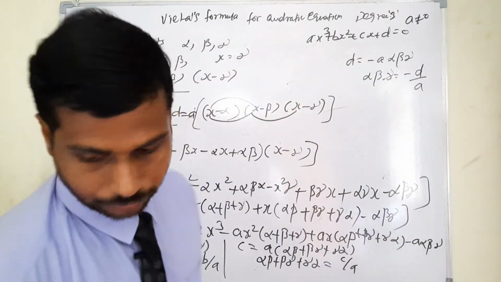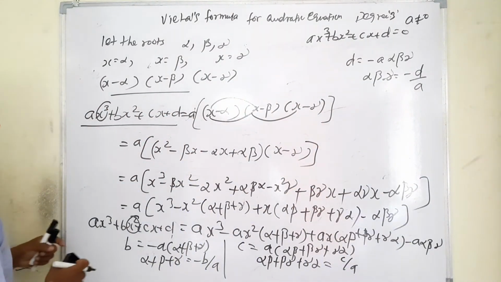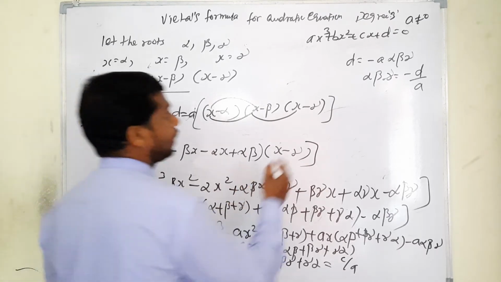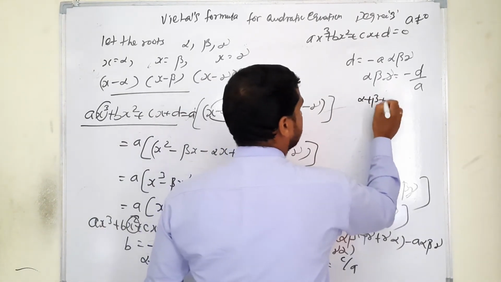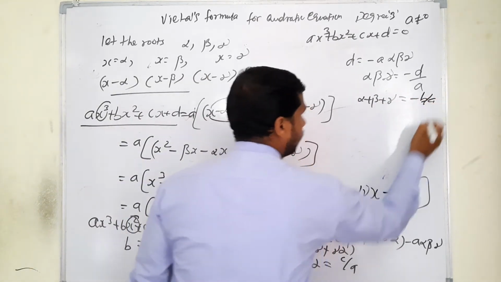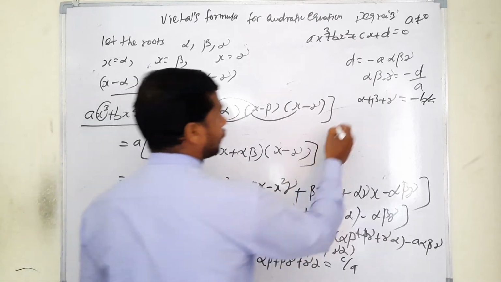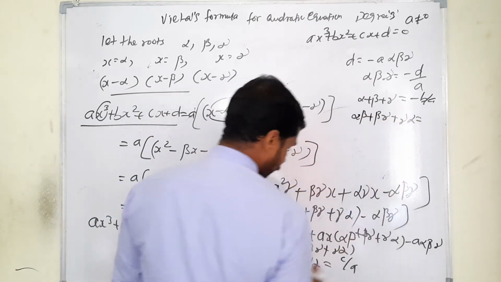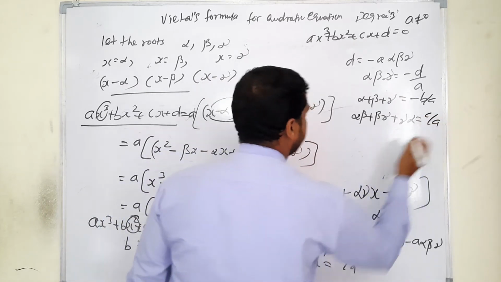Therefore, each and every one of these we need, okay. The sum of the roots taken one at a time means alpha plus beta plus gamma is equal to minus b by a. Then the sum of the product of the roots taken two at a time means alpha beta, then beta gamma, gamma alpha is equal to c by a. This is what we need.